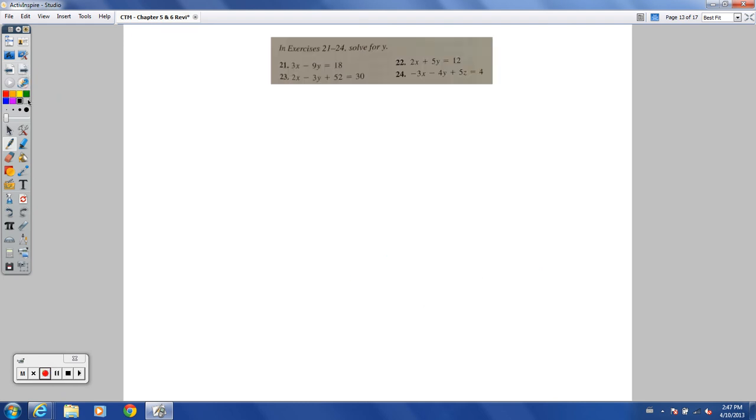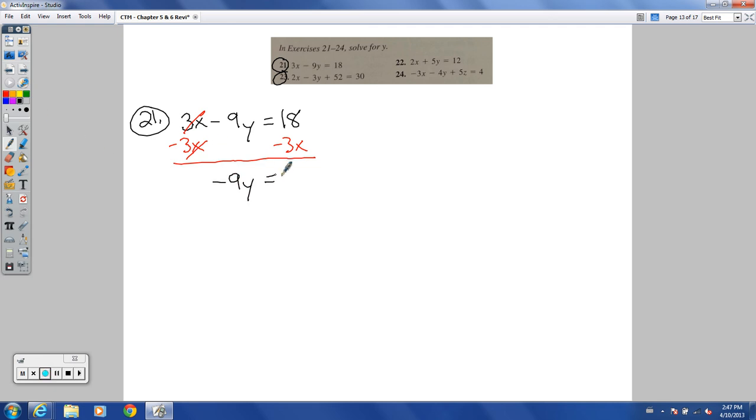Let's check out numbers 21 and 23 now. So we're going to solve for y in these equations. In other words, we're trying to get y by itself. We're trying to isolate that variable. So the first thing I would need to do to get a step closer to that would be to move the x's to the other side of the equation. This would cancel out here and here. I'd be left with negative 9y equals negative 3x plus 18.